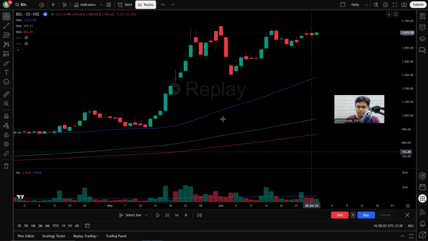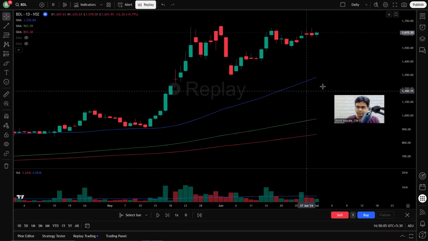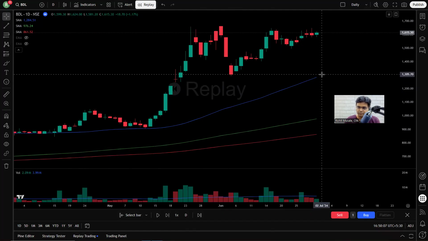So this is a daily time frame chart of BDL, Bharat Dynamics. This is 2nd of July 2024. So the chart is more than 3 months old. Both the charts that I will show you will be more than 3 months old. So as per the SEBI regulations, we can discuss this chart.